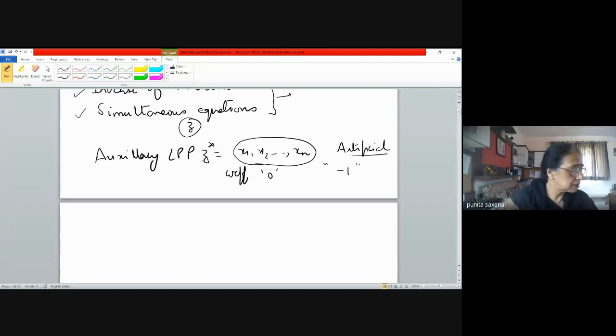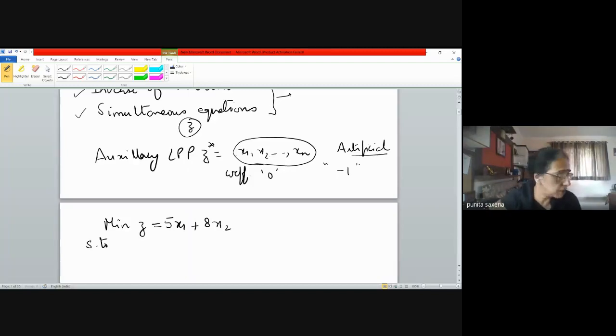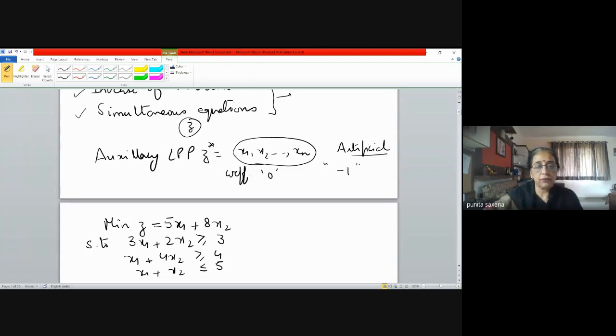Let's take a minimization problem so that we handle both. Supposing I have to solve: minimize z equal to 5x1 plus 8x2 subject to 3x1 plus 2x2 more than or equal to 3, x1 plus 4x2 more than or equal to 4, and x1 plus x2 less than or equal to 5, and where x1, x2 are more than or equal to 0.